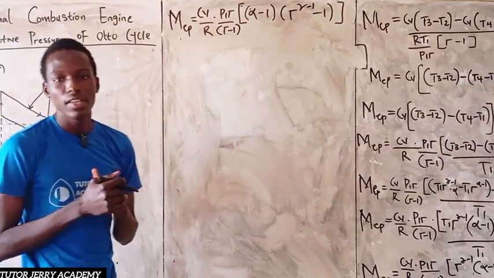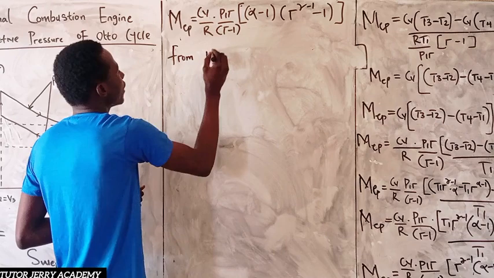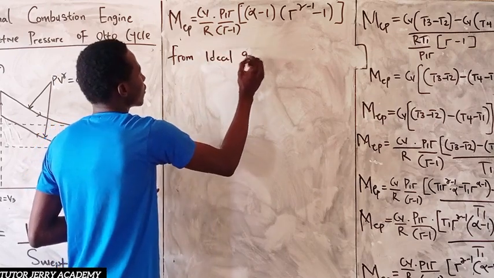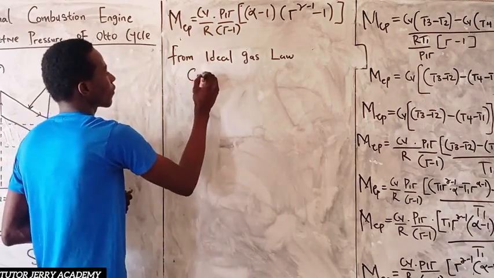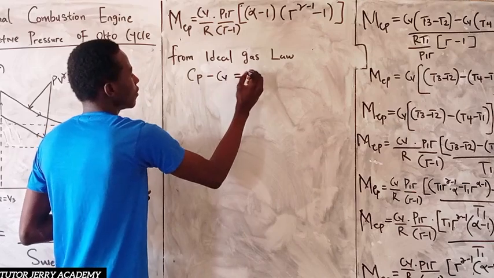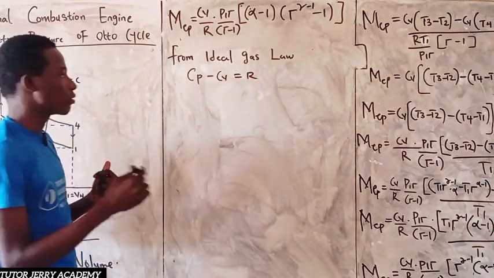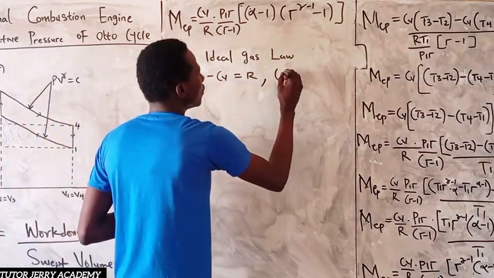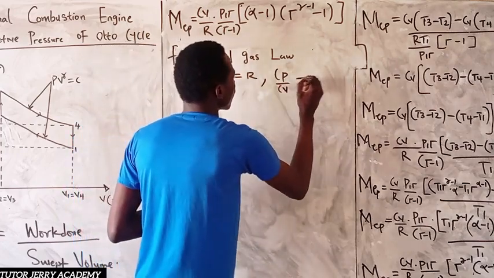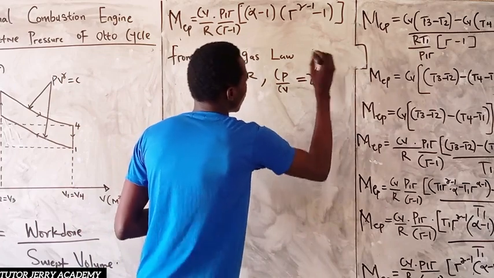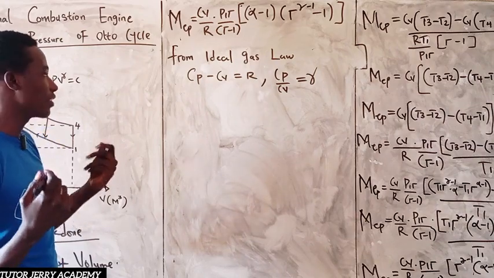So let's do that. Now from the ideal gas law, we know that Cp minus Cv is equal to R. I hope you remember this from our ideal gas law. We also know that Cp over Cv is equal to gamma. I hope you remember that from your basic ideal gas law.